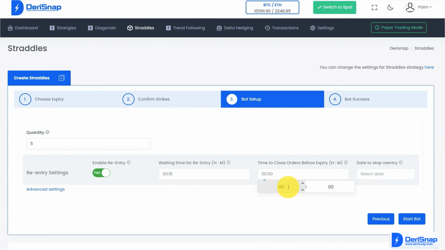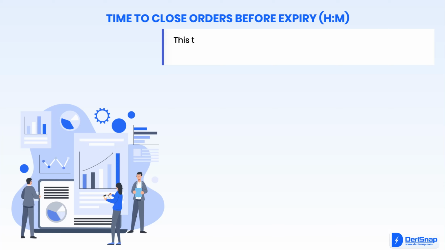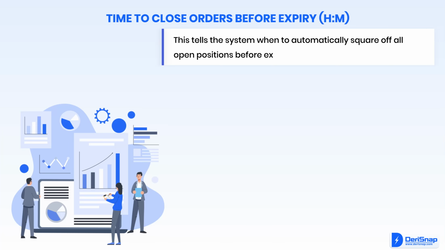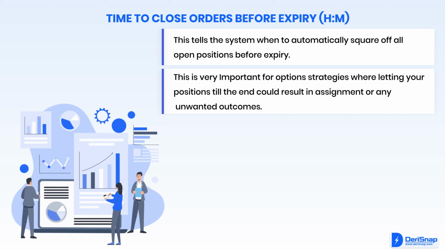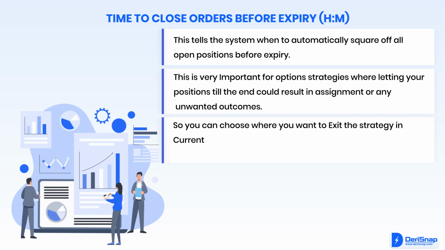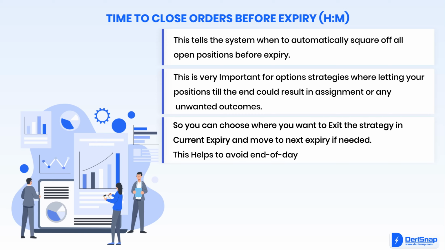Next is time to close orders before expiry. This tells the system when to automatically square off all open positions before expiry. This is very important for options strategies where letting your positions till the end could result in assignment or any unwanted outcomes. So you can choose where you want to exit the strategy in current expiry, and move to next expiry if needed. This helps to avoid end-of-day volatility.